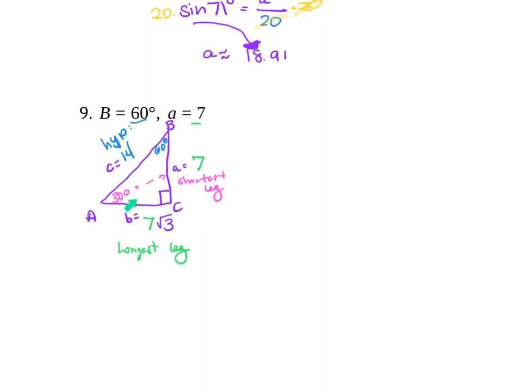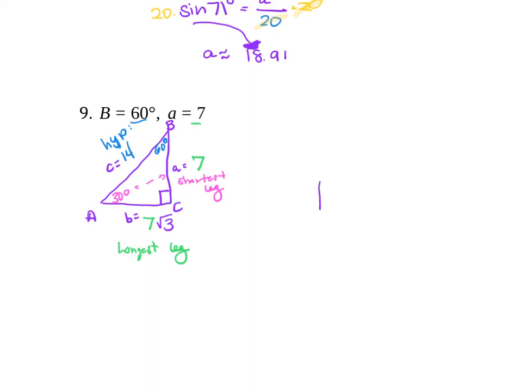Now looking at the 30, 60, 90 degree triangle, the shortest leg, now we're given A is 7, which is the shortest leg. Now, because this is the shortest leg, the hypotenuse is always 2 times the shortest leg. So 7 times 2 is 14. Now, given the shortest leg is 7, then the longest leg is 7 times square root of 3.